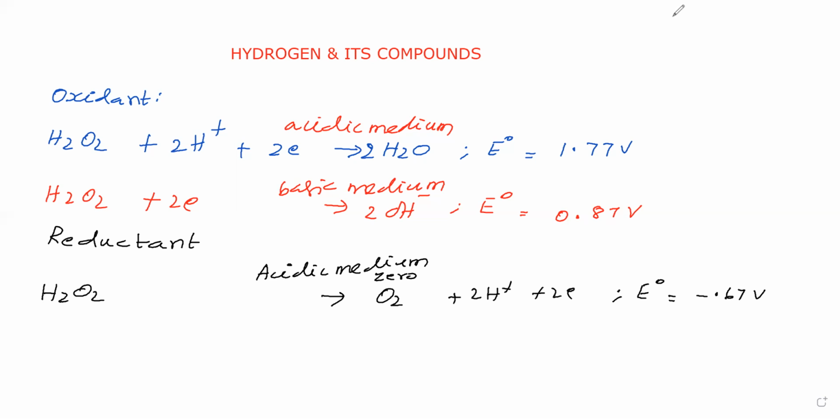Then we'll see basic medium. In basic medium, this -1 oxidation number becomes 0 oxidation number. Now we have to balance this. Here 2 oxygens, here also 2 oxygens. Here 2 hydrogens, here 2 hydrogens deficient, therefore that many water molecules, that many OH minus ions this side.